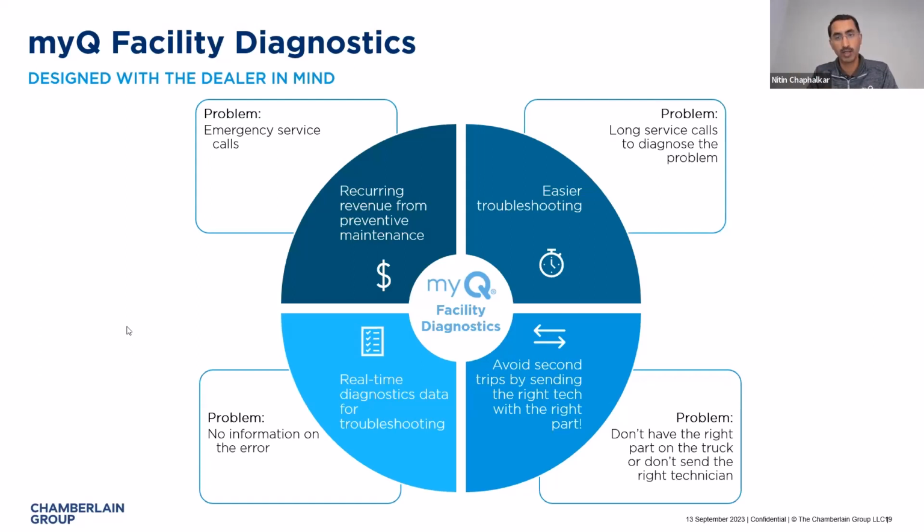It's easier troubleshooting because now you know what the problem is. It avoids double trips. It avoids second trips as well as it's easier to solve the problem. And the third one is that in 80% of the cases, when the customer is telling you that there is no information available, now you are getting the information. So you are sending the right guy and you are solving the problem in the first visit.